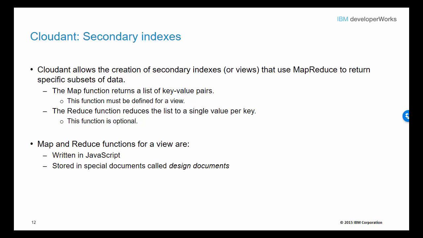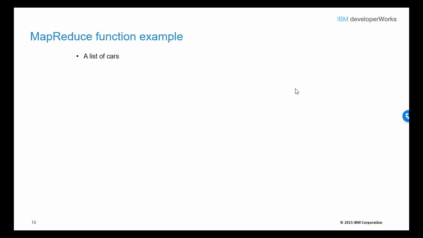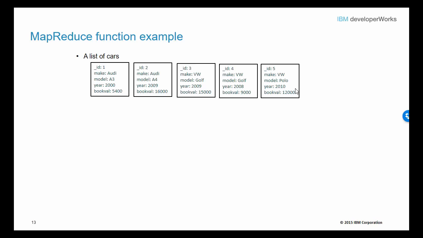Both map and reduce functions are written in JavaScript and they're stored in the database in special documents that are known as design documents. So let's look at a specific example. Hopefully this will make the map and reduce functions clearer. So we'll start with a database that's a list of cars. And here we have 5 values. Each document has an ID, it has a make, it has a model, it has a year, and it has a book value, which is the book value of that particular car.